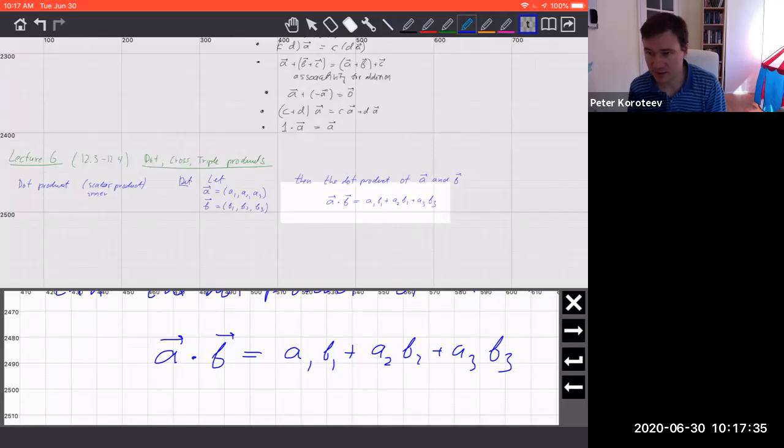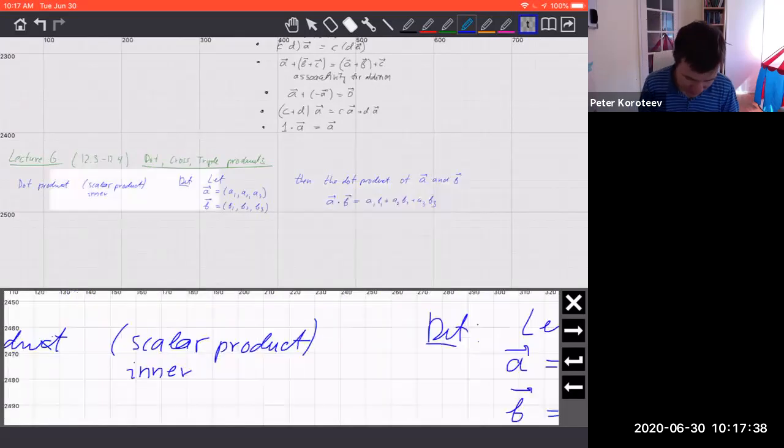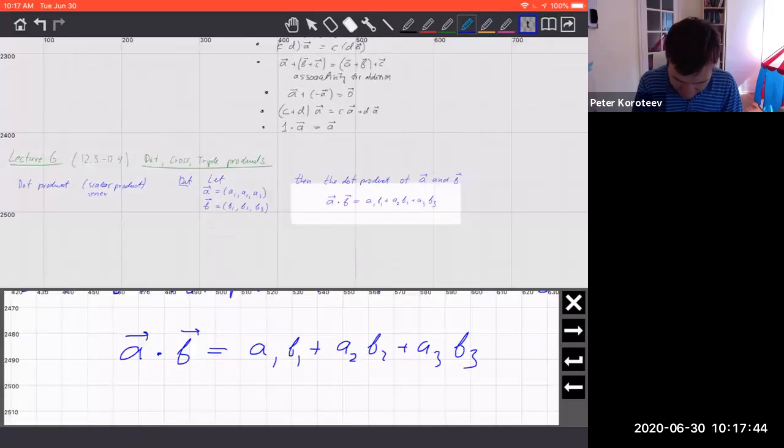Yes, it's the same as scalar multiplication. Product and multiplication are synonymous words. So this is what it does: it takes two vectors and multiplies the first component by the first component, the second component by the second component, the third component by the third, and then adds these three terms together.